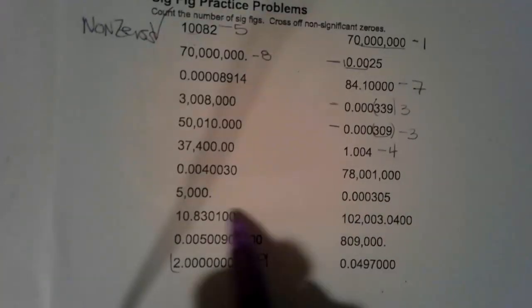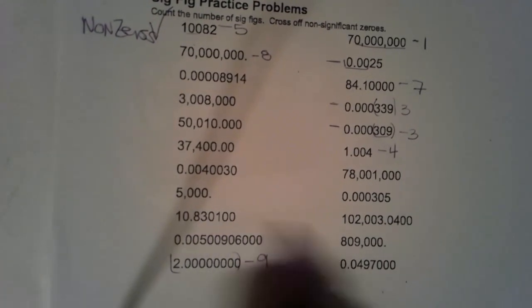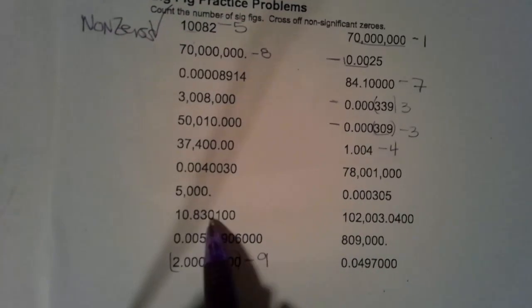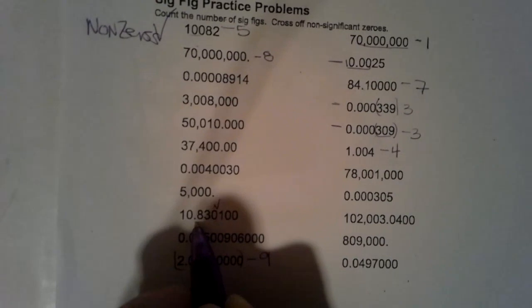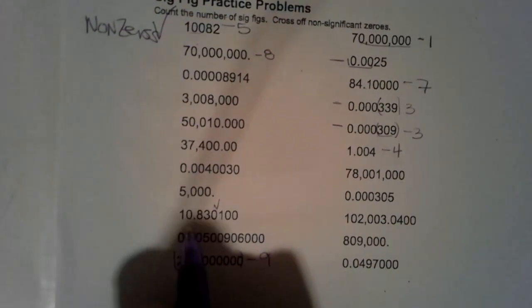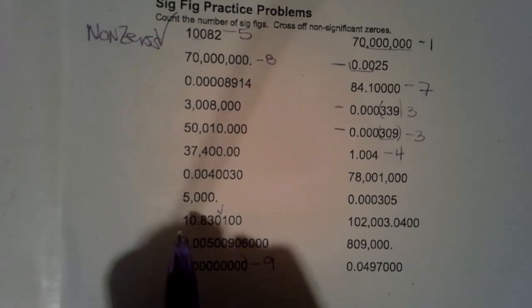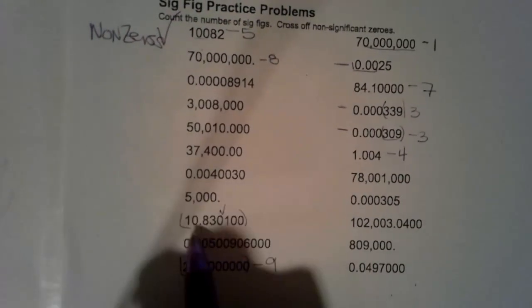When they're all non-zero, like this 1083, a lot of them have a bunch of zeros here. When you have zeros in between, they are significant. When you have the decimal, and it's a number bigger than 1, then you're going to be all significant. All of this is significant.